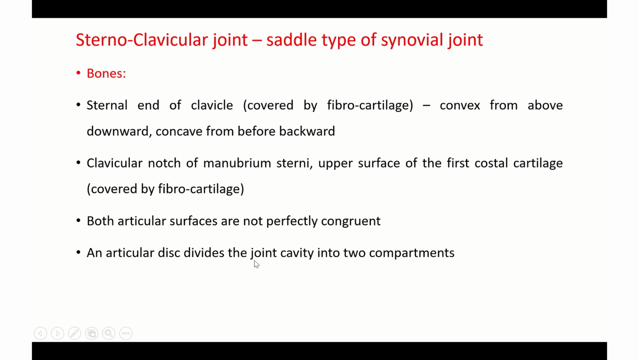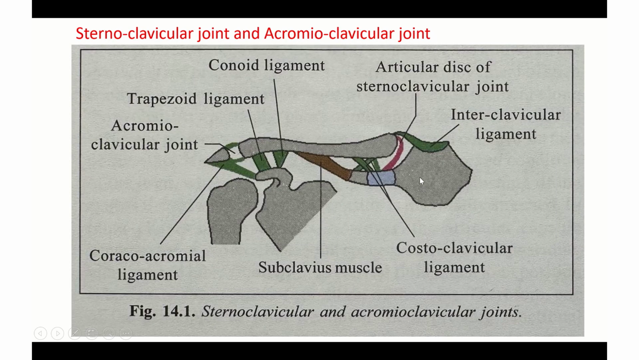An articular disc divides the joint cavity into two compartments. You can see here there is a superolateral compartment, which is also called the meniscoclavicular compartment, and there is an inferomedial compartment, which is also called the meniscosternal compartment. These are the two compartments formed by the articular disc. You can also observe here the articular disc is attached close to the superior part of the sternal end of the clavicle, and inferiorly it is attached to the first costal cartilage.